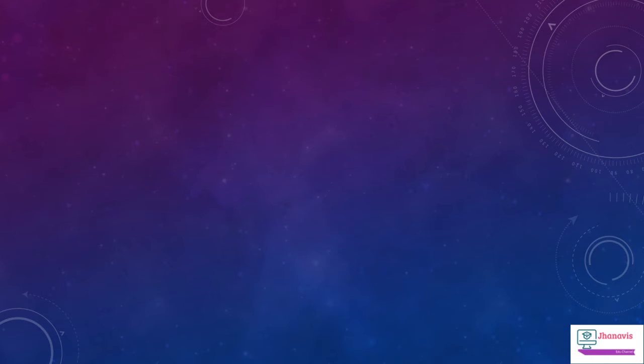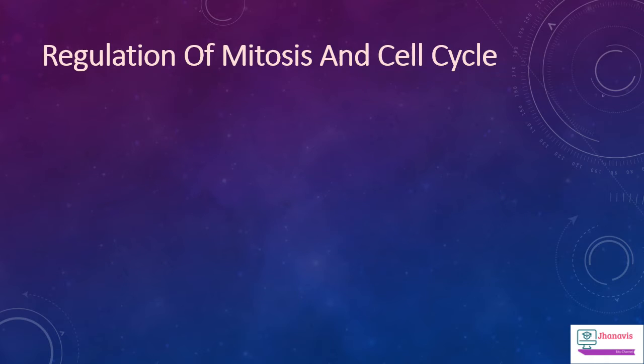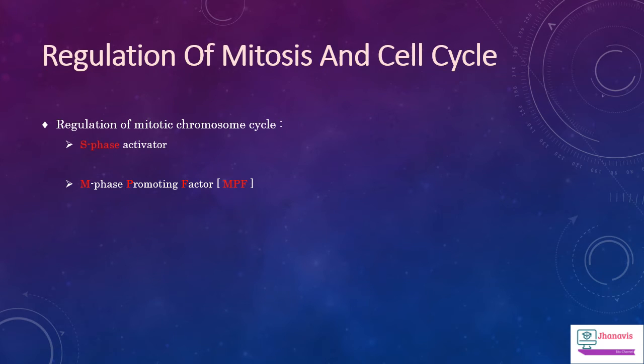Regulation of mitosis and cell cycle. As I've already said, there are 3 factors which will decide whether the mitosis should take place or not. In that, the first one is the regulation of the mitotic chromosome cycle. In this, we will explain what are the factors which will affect the mitosis. First one, S phase activator. Second one is M phase promoting factor. Third one is M phase delaying factor. The appearance and disappearance of these factors will play a very important role in deciding the regulation of mitosis, or whether the mitosis should take place or not.